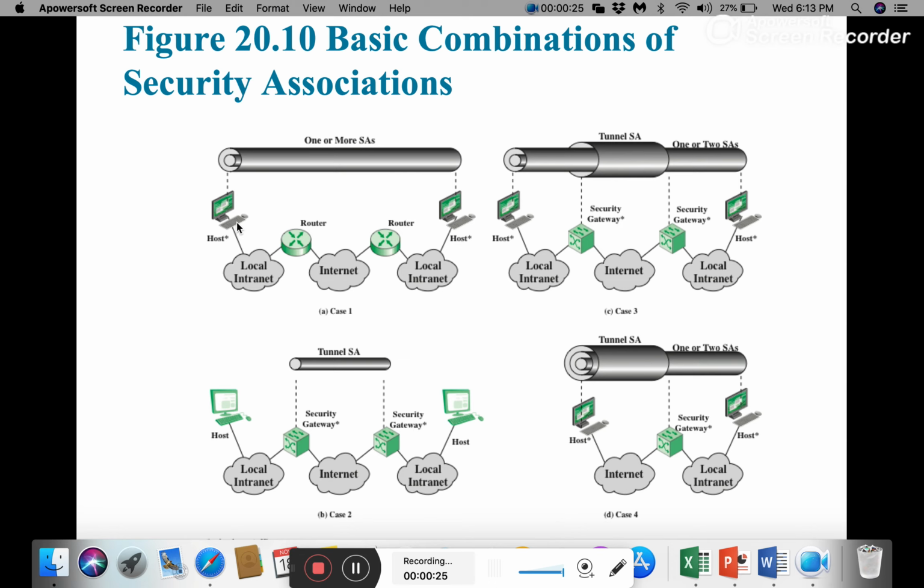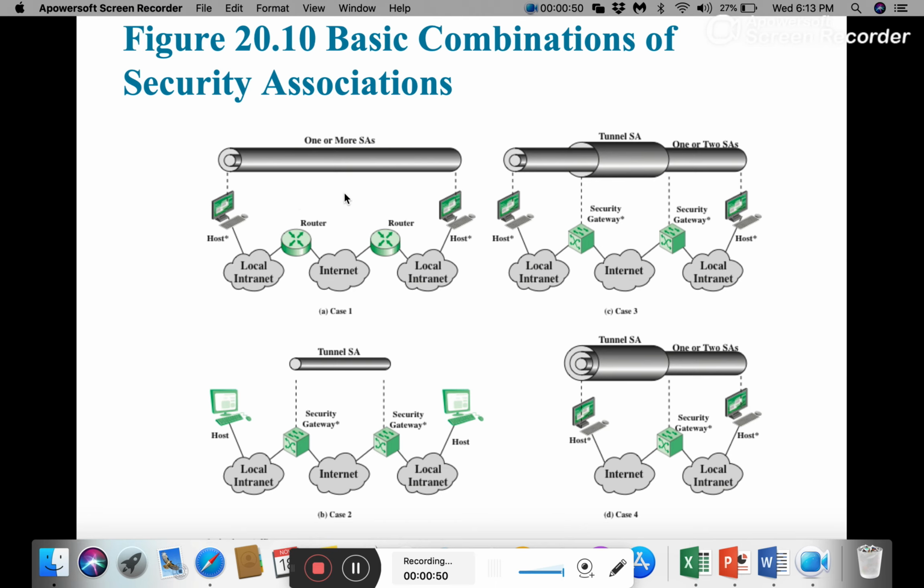On the lower side of each diagram we show physical connectivity, and we have hosts. A host can be your workstation or server, and otherwise we have security gateways or routers over here. Now this shows a security association bundle between two hosts.